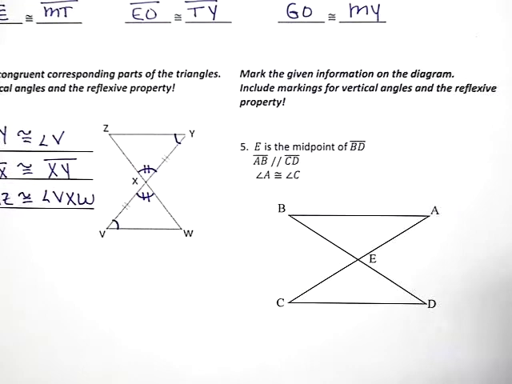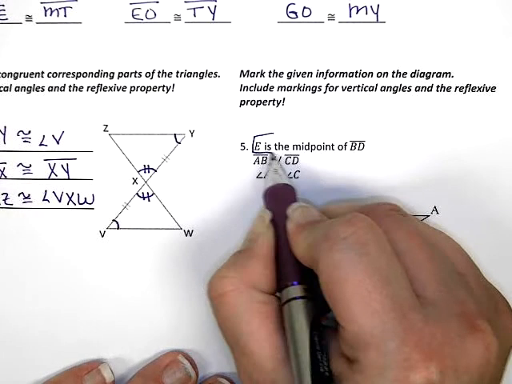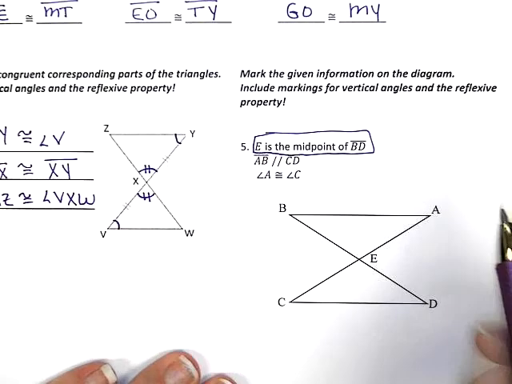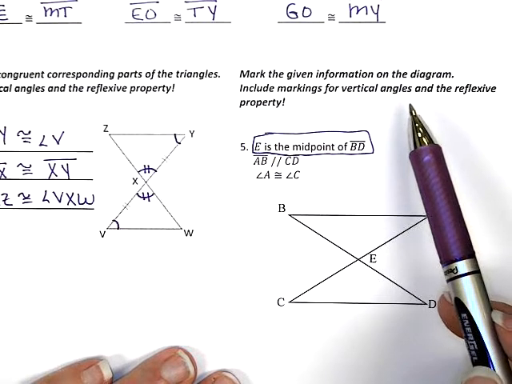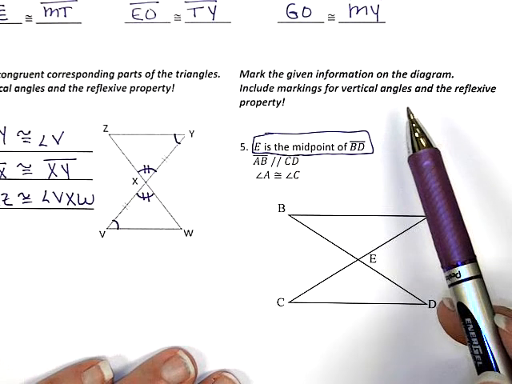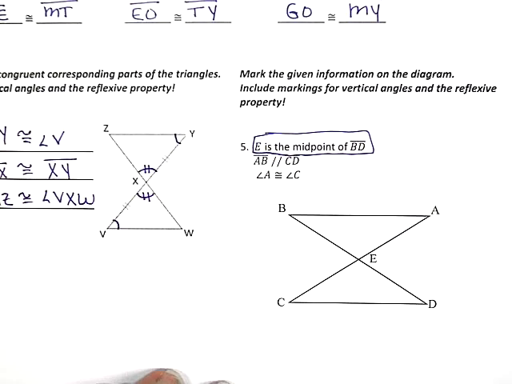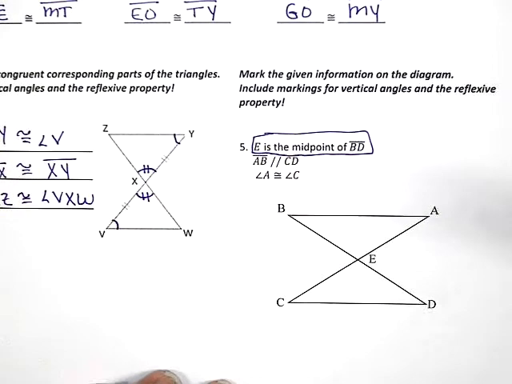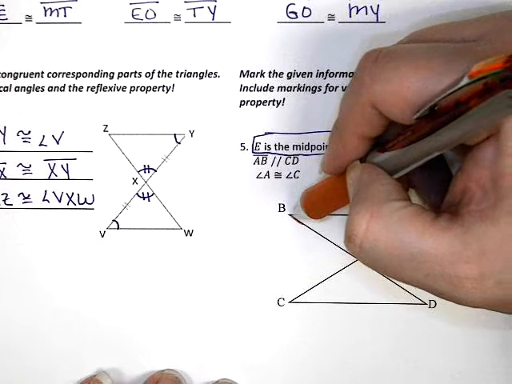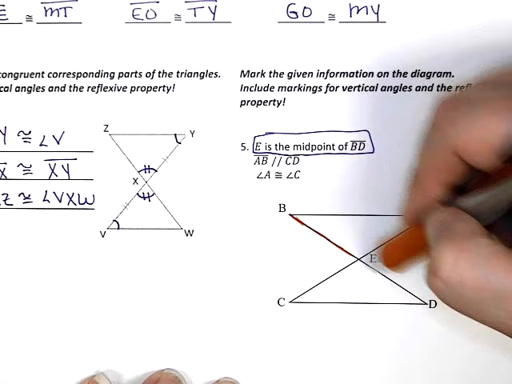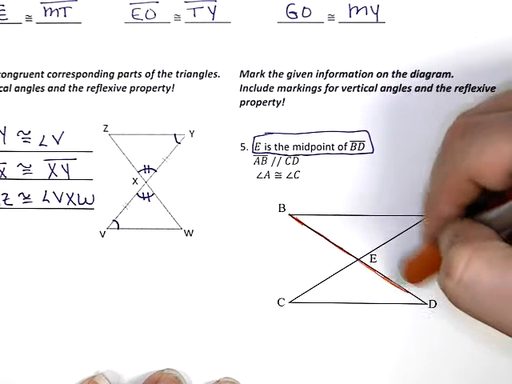All right, then look at number 5, last one. All right, E is the midpoint of BD. So we need to take that information and we're going to have to mark the diagram. Okay, this is going to be so important going forward. So E is the midpoint of BD. I think the first thing I'm going to do is highlight what BD is, because I think this is one that students really struggle with sometimes.